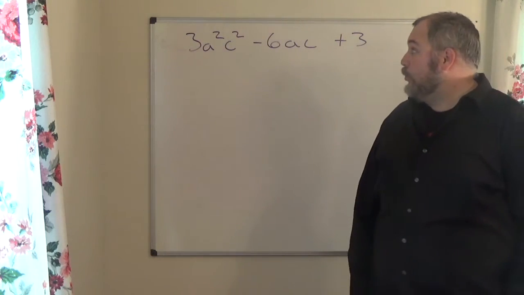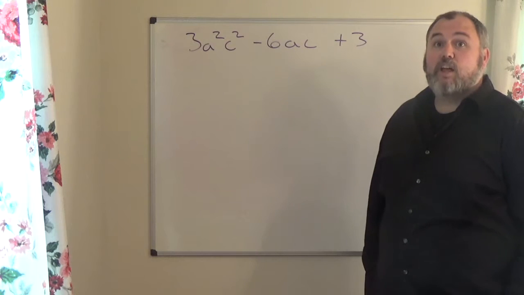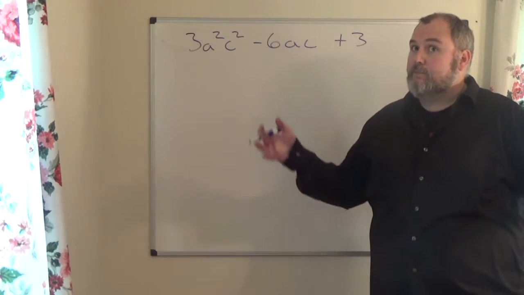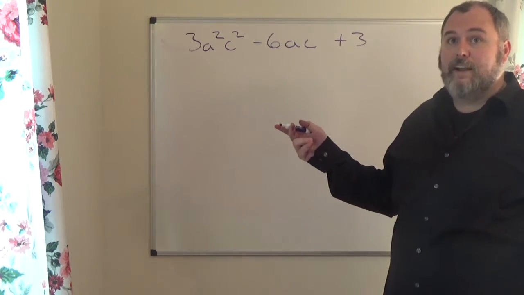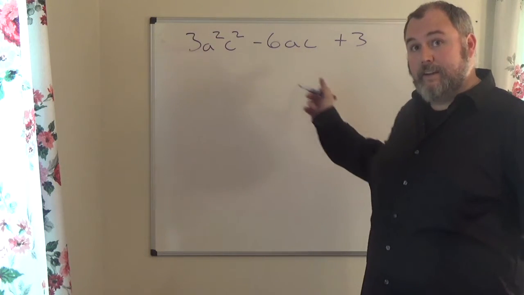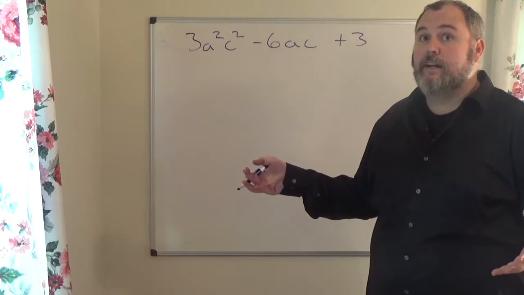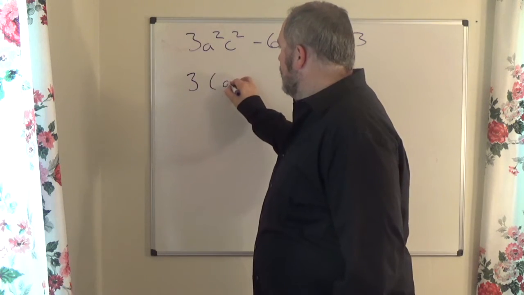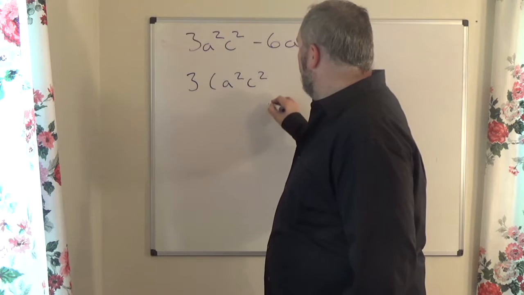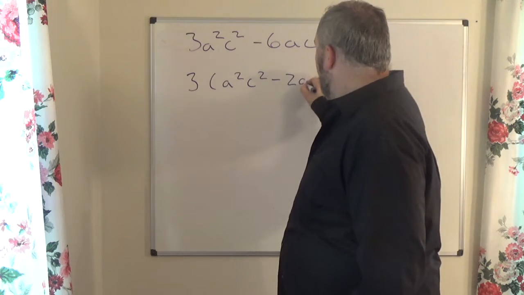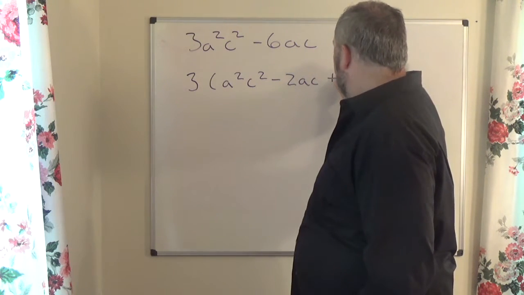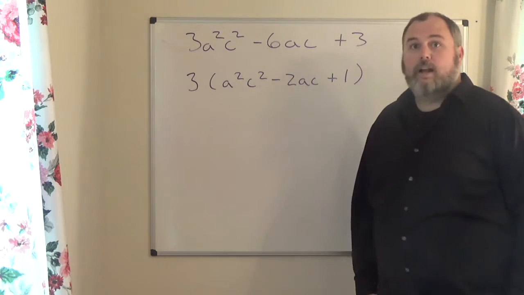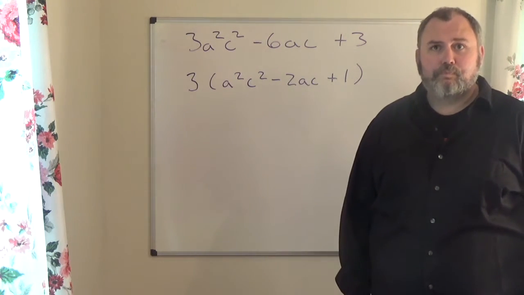3a squared c squared minus 6ac plus 3. GCF it, find it out first. So what can I factor out? I can factor out a 3 out of everything. Can I factor out any of the variables? No. So what does that give me? 3 times a squared c squared minus 2ac plus 1. Alright, so that's the first thing that we have.